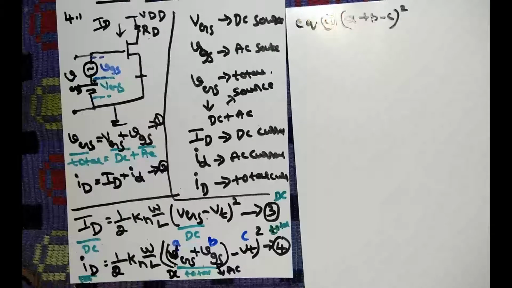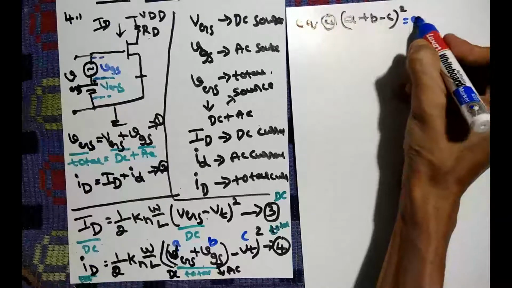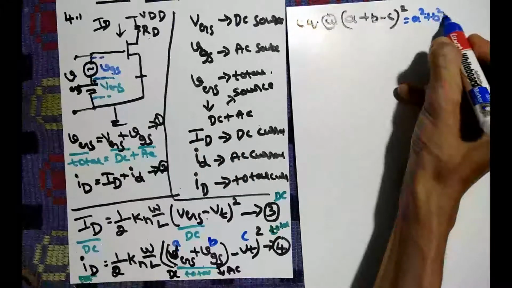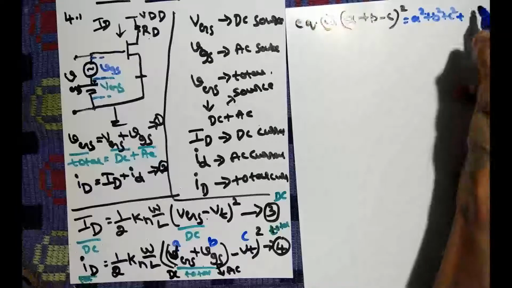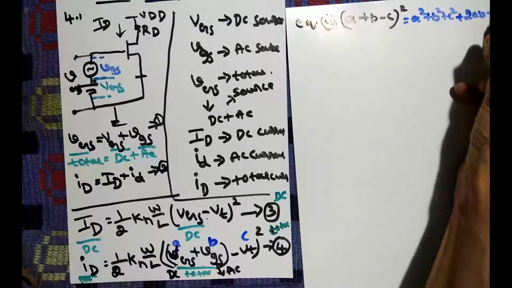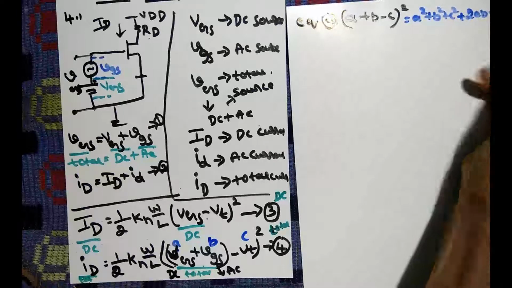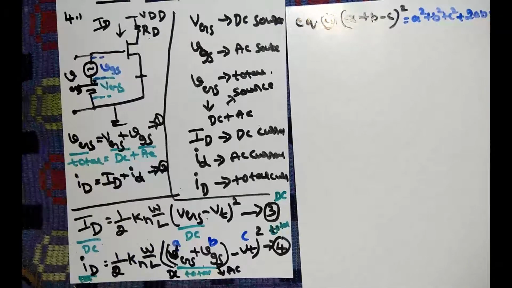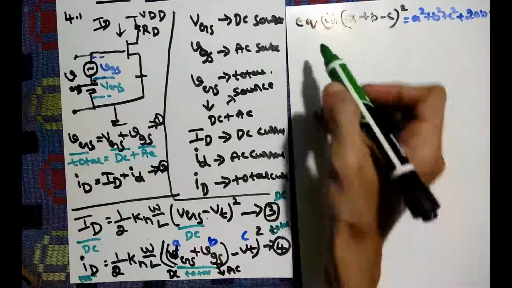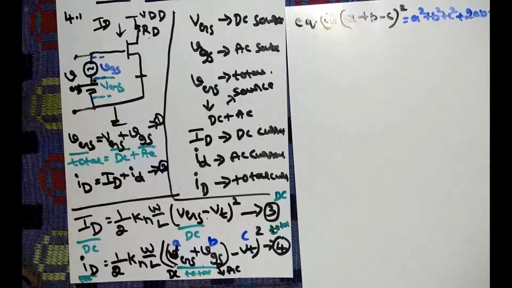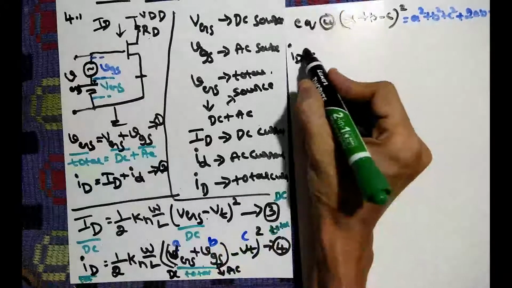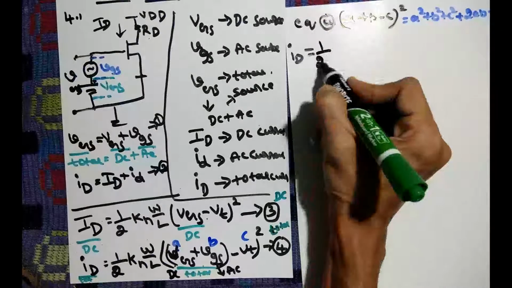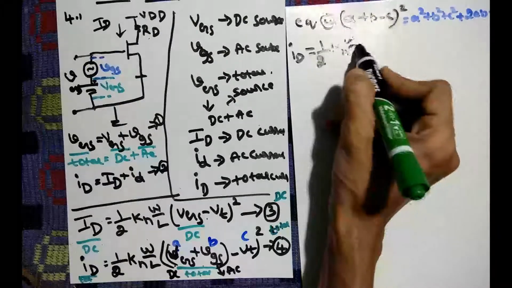Once you apply this formula, you get A square plus B square plus C square, and plus 2AB because A and B are both positive, minus 2BC, minus 2CA. So this is the formula for A plus B minus C whole square. The same formula we are applying for this AC, DC and minus VT. Once you are done with that, we take small i, capital D, the total current representation, equal to 1 divided by 2 Kn W by L. This is as it is.